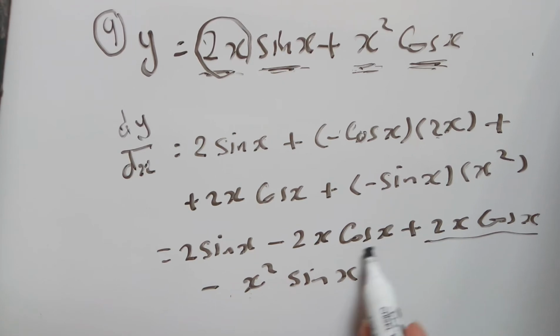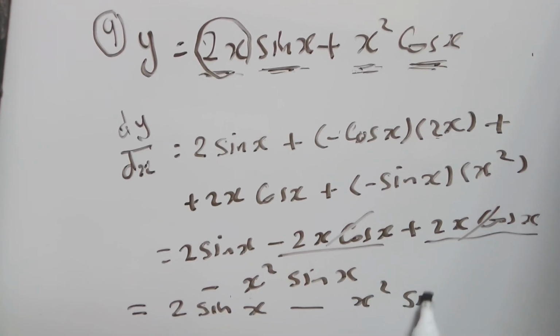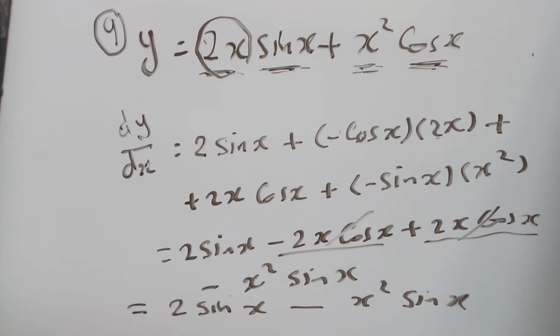Now you have 2x cosine x positive and negative. Plus and minus cancel. Then it will be what here? It will be 2 sine x minus x squared sine x.